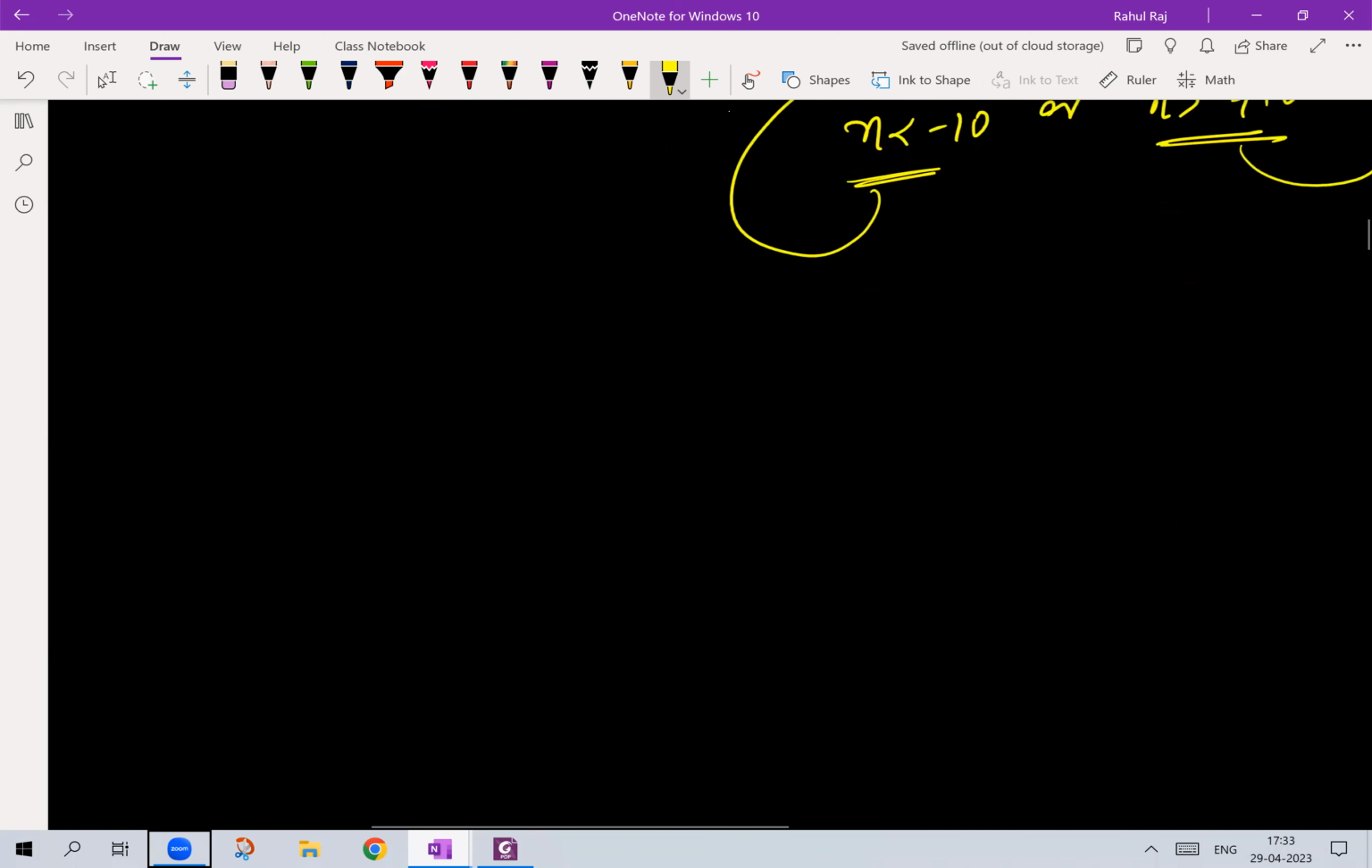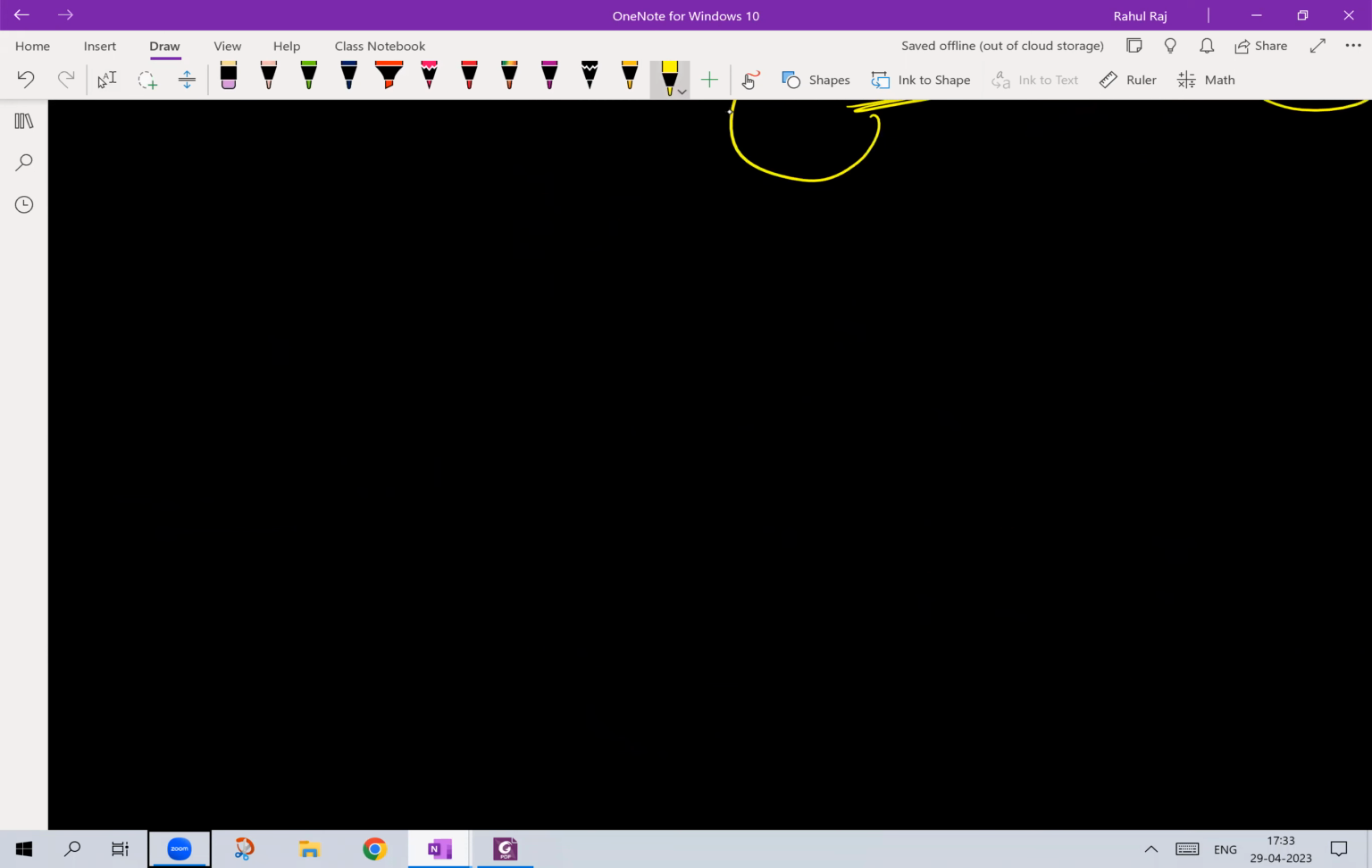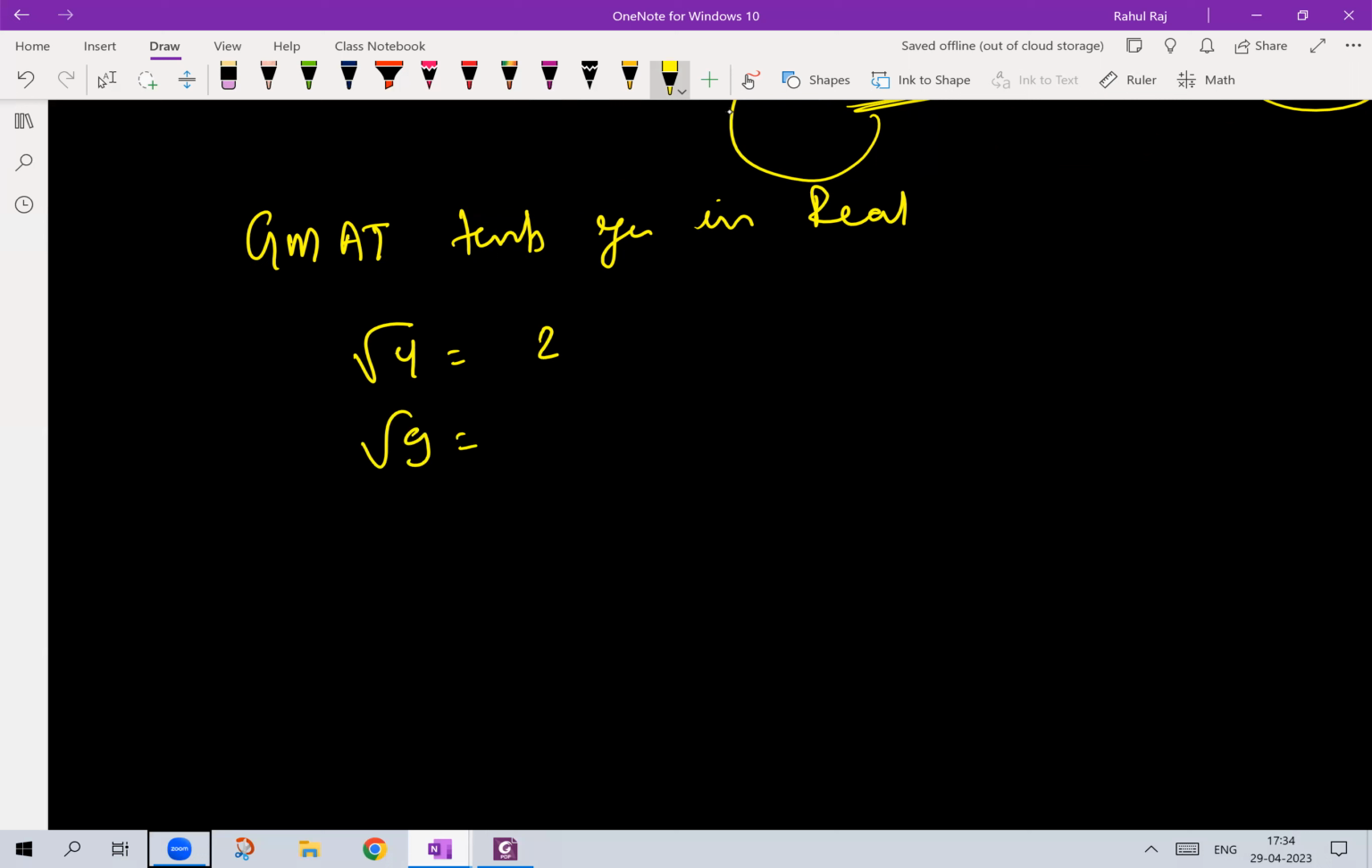That's fine, right? So there's one thing, guys. Please understand, GMAT tests you only on real numbers. In fact, GMAT, CAT, every competitive exam, no competitive exam tests you on complex numbers. Because this tests you on real numbers, it means that roots are always positive in GMAT. Be very sure. In GMAT, root 4 is just 2, not minus 2. Root of 9 is just 3, not negative 3. Root of 16 is just 4, not negative 4.